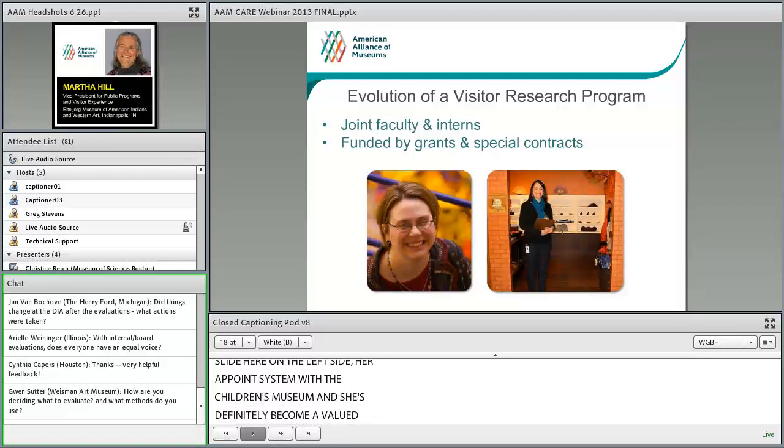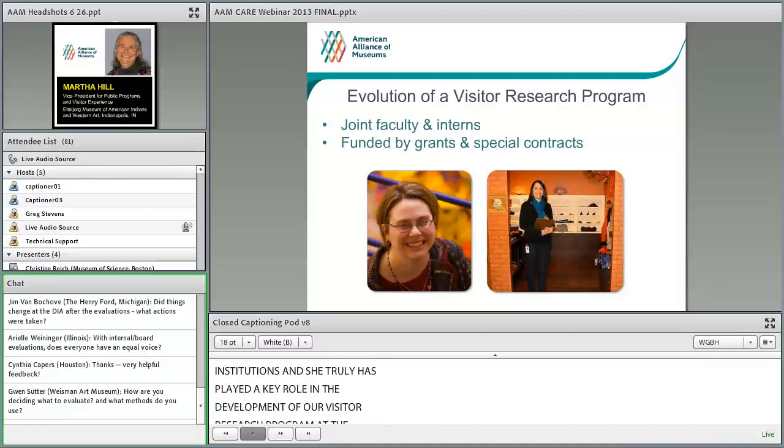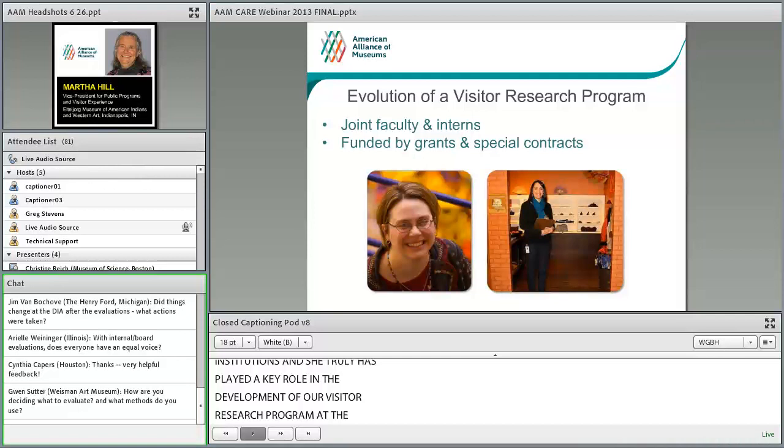And Dr. Ely Wood, who some of you may know and is pictured in the slide here on the left side, has an appointment with the Children's Museum. She's definitely become a valued visitor studies consultant and colleague with many of the Indianapolis arts and cultural institutions, and she truly has played a key role in the development of our visitor research program at the Eiteljorg. Over the years, we've provided opportunities for museum studies master's students to intern in numerous departments.